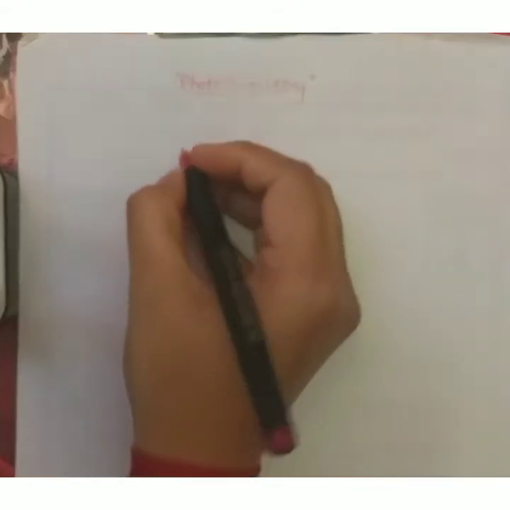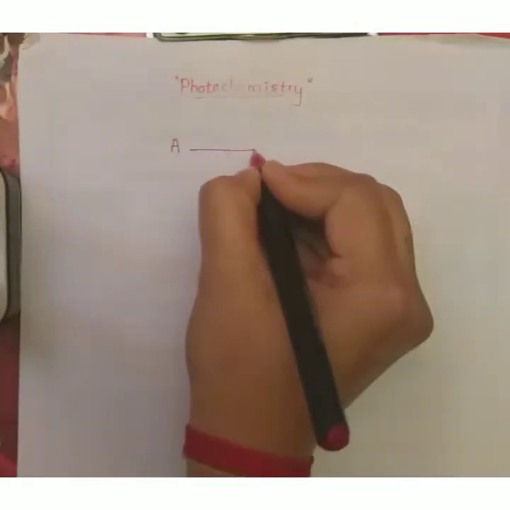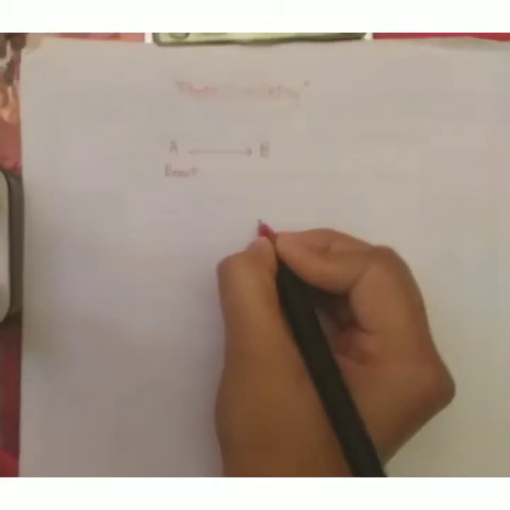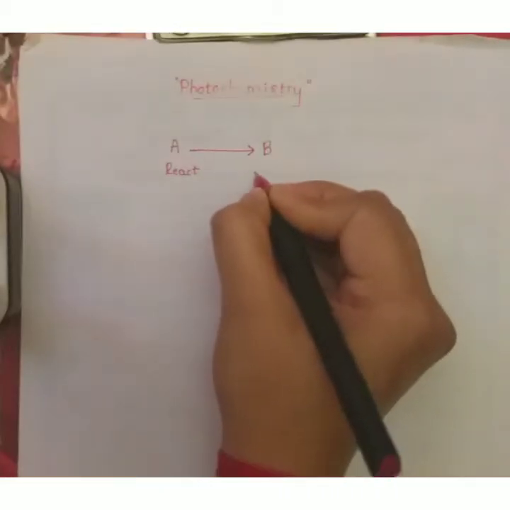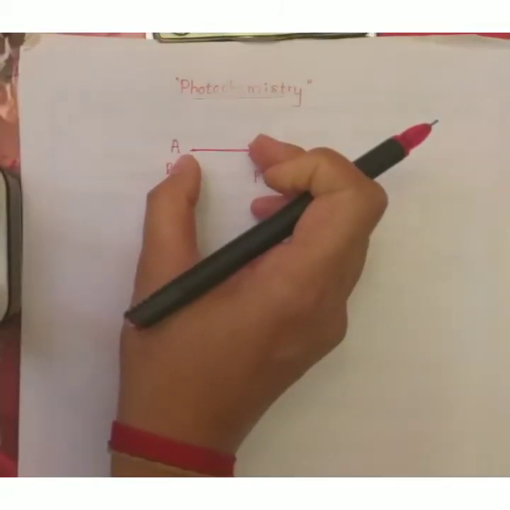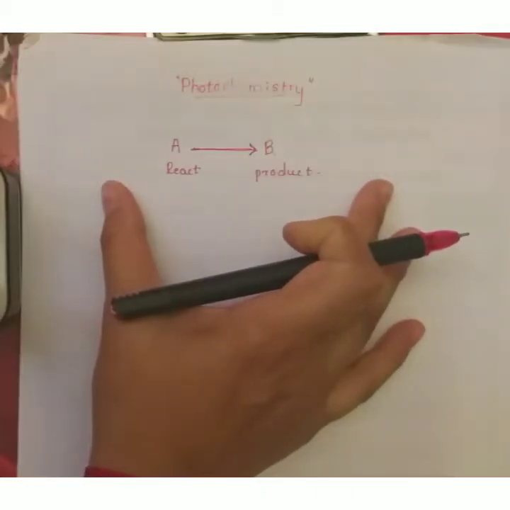Generally, the reaction is written in the form of reactant. This is the reactant molecule. The reactant molecule reacts to form a product. This is a reactant and this is a product. Above this arrow mark, we mention certain conditions that are required to carry out the reaction.